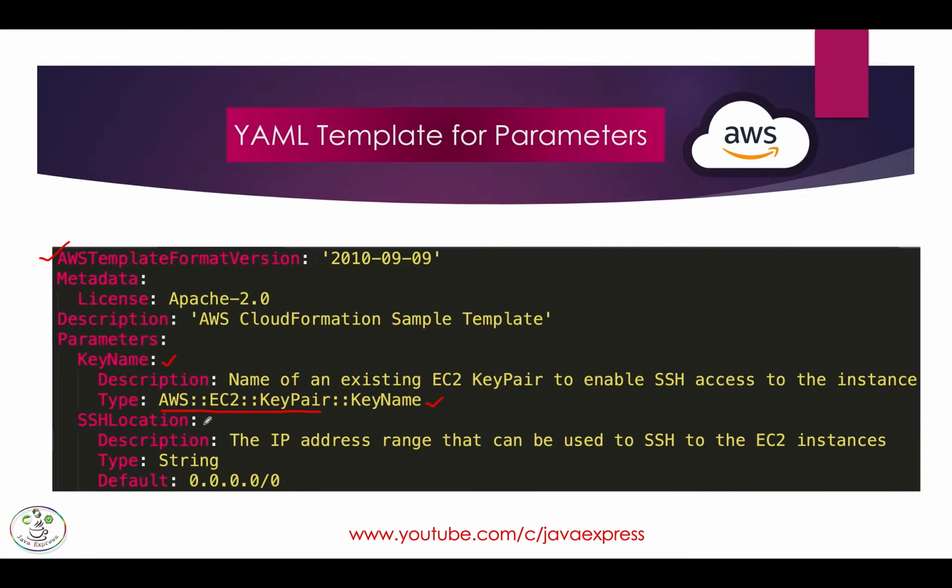And one more thing, SSH location. Suppose you want to log in from your system, from your IP address. That IP address you can also provide. If you observe here, I'm using description and type, description and type. Apart from these two attributes, you can provide a minimum, maximum, and a regular expression; all of these are allowed too. As a beginner, these two are fine for you as of now. I hope you guys understood this.